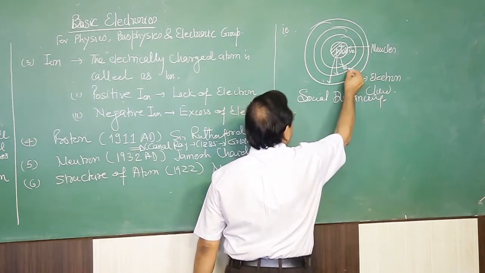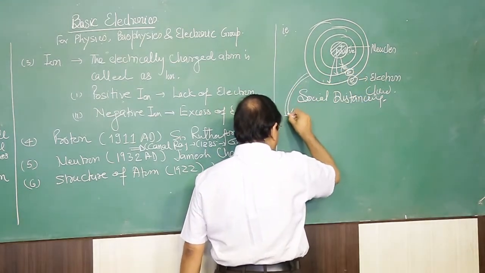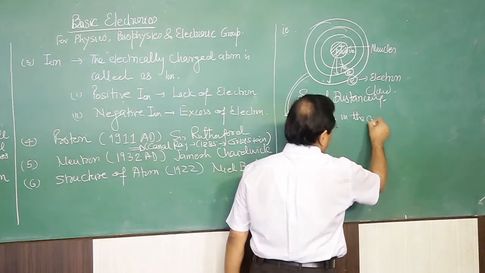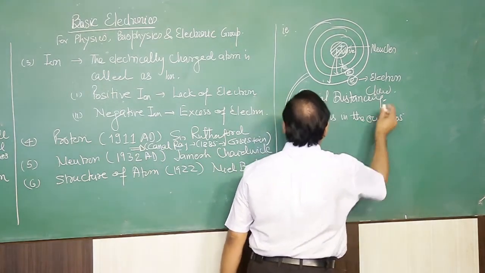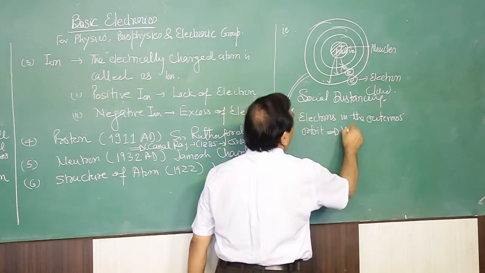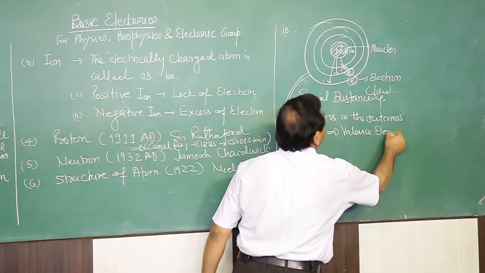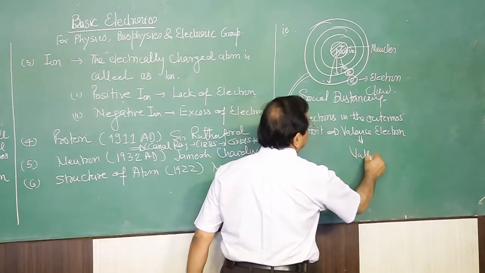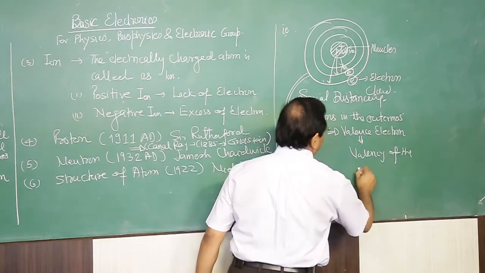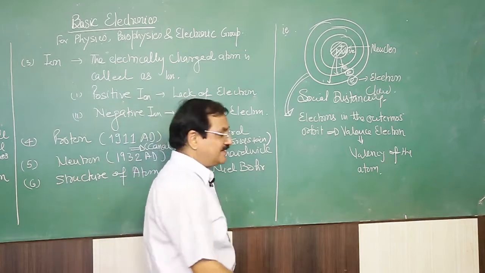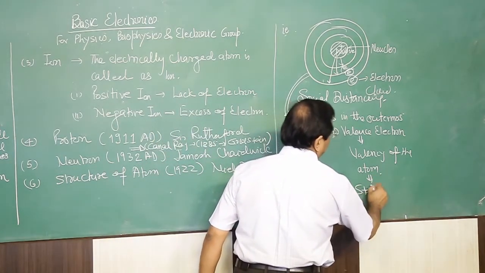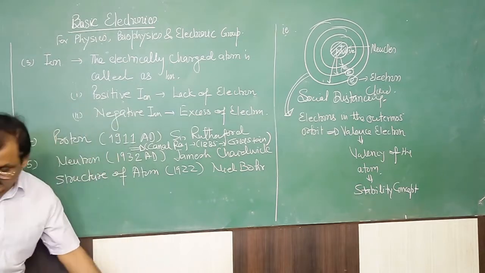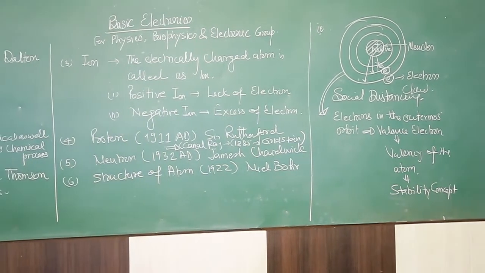The electrons in the outermost orbit are termed valence electrons, and these valence electrons determine the valency of the atom, which gives the concept of stability of the atom. So, till now we have come to the structure.